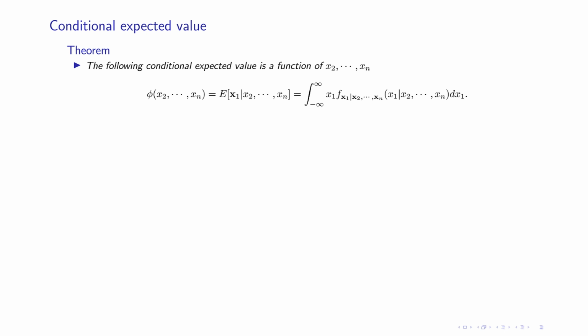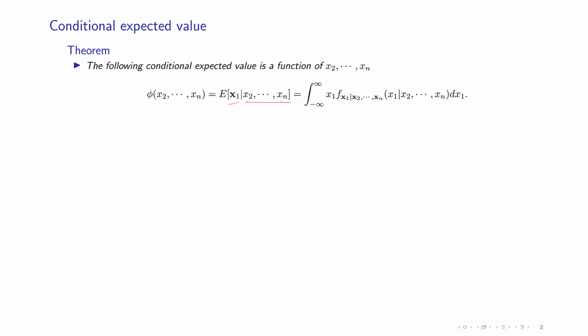Another theorem is the conditional expected value theorem, which says the expected value of the expected value is equal to the expected value. So the theorem is as follows. Suppose that you have n random variables and a conditional expected value of one given the other ones.